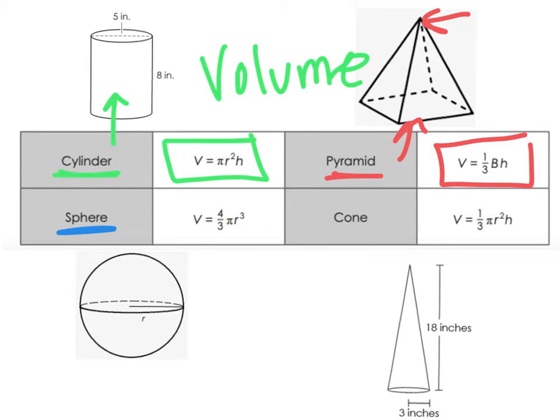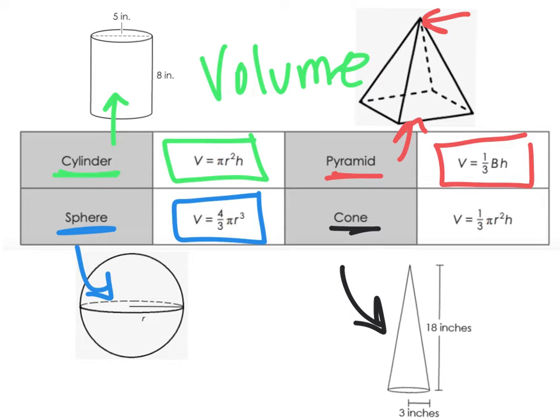A sphere is like a basketball. And to find the volume of a sphere is 4/3 times pi times the radius to the third power, or radius cubed. And the final shape is the cone. Like an ice cream cone, it's 1/3 times pi times the radius squared times the height. So you do not have to memorize the volume formulas. They're going to be on the reference sheet for you.